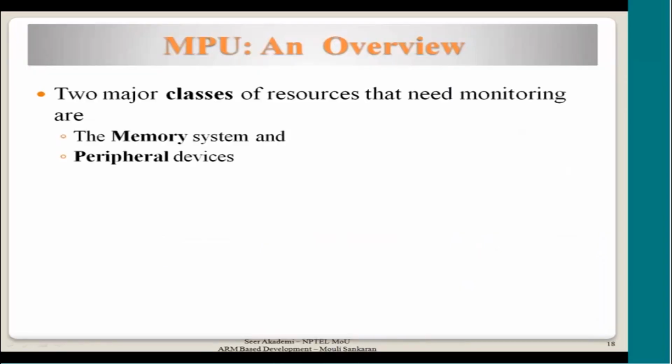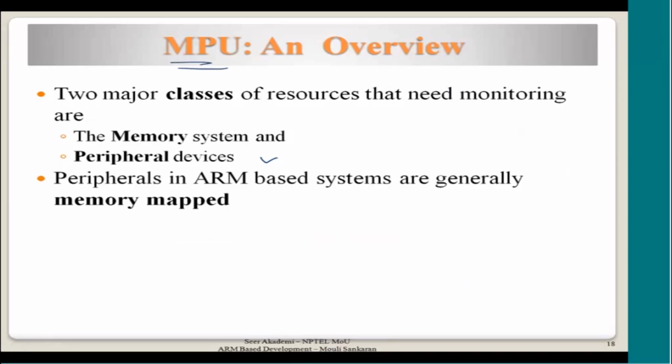Two major classes of resources need monitoring: memory systems and peripherals. I told you that memory and peripherals are mapped the same way. Peripherals are also memory mapped, which means the peripheral registers are also accessed as memory content. So LDM, STM, LDR or STR are used to access the peripherals. They are all mapped into some part of the memory. So we need protection for them also, or some attributes specifically meant for peripherals. That can be achieved by using the MPU.